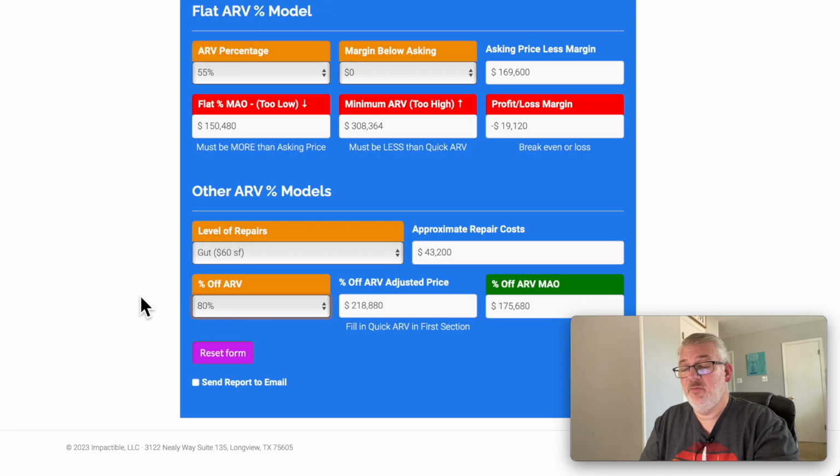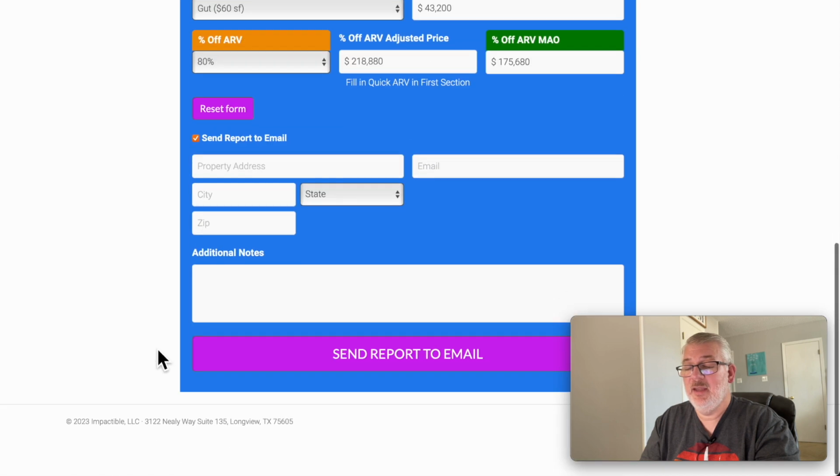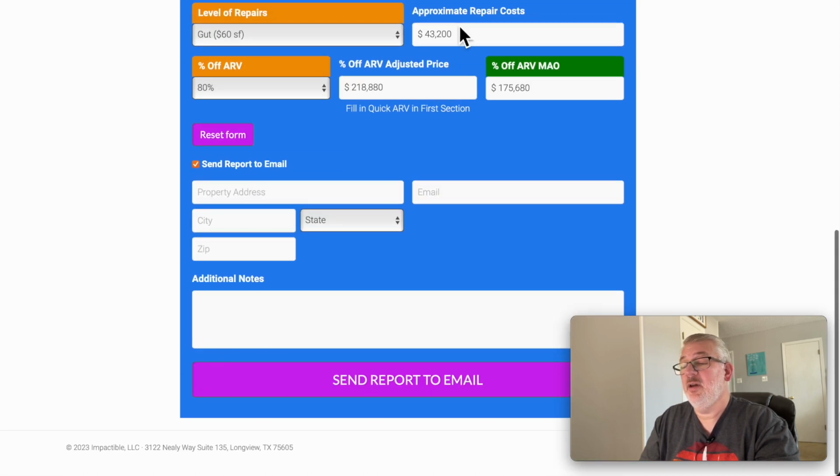If the property just doesn't look like something you need to even look at anymore or keep any record of, you can just hit this reset form button right here and it'll reset the whole form, empty everything out for you. But if you want to keep the information, I've got a little button here where we can send it to your email.